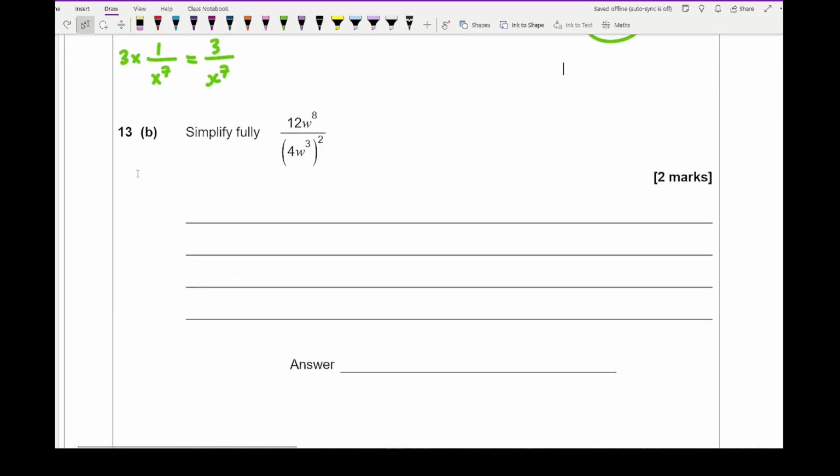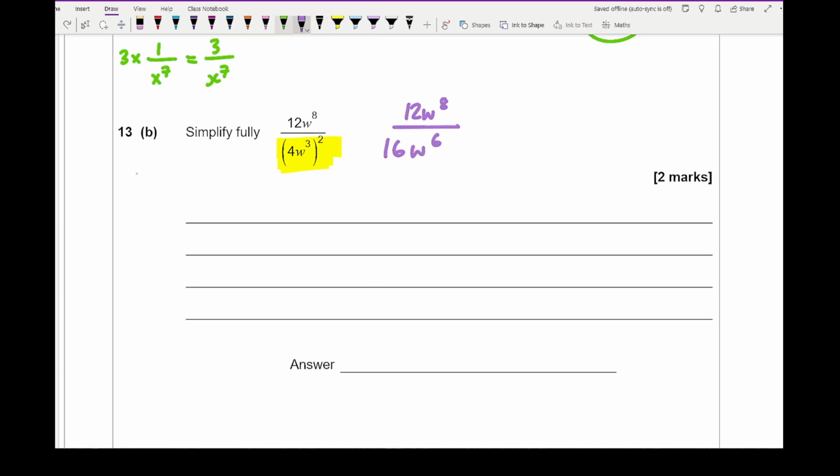Moving on to 13b, it says simplify fully 12w to the power of 8 divided by (4w cubed) all squared. So for this, what we need to do is to simplify the denominator. So that then becomes 12w to the 8 over, now we square the number so that becomes 16, and then we multiply the powers. So that's going to be w to the power of 6.